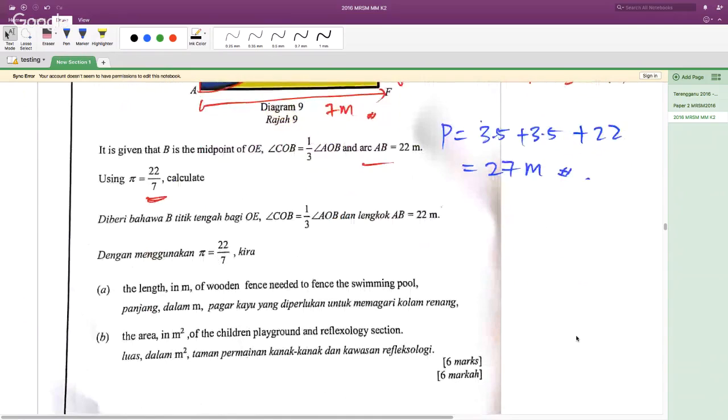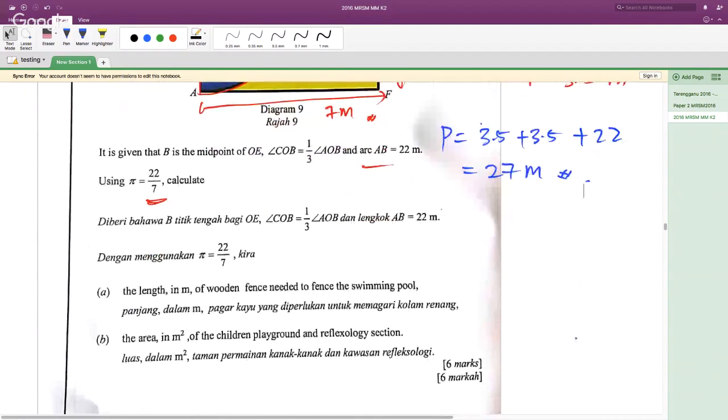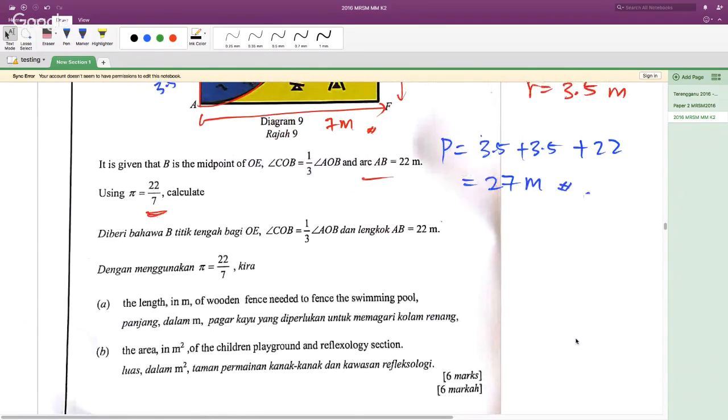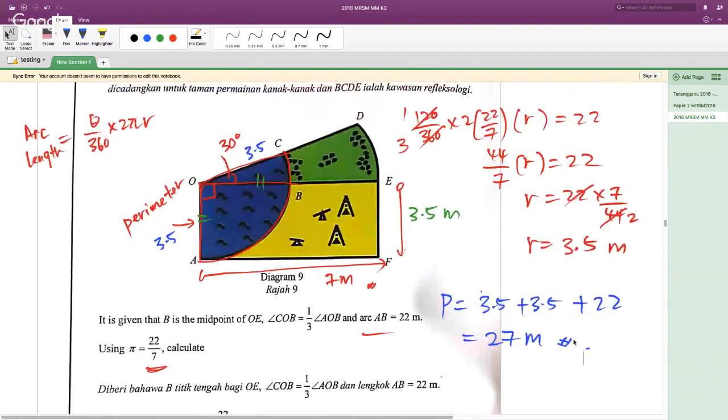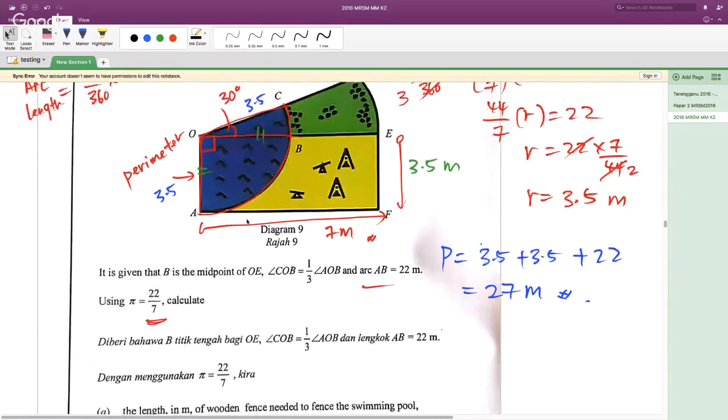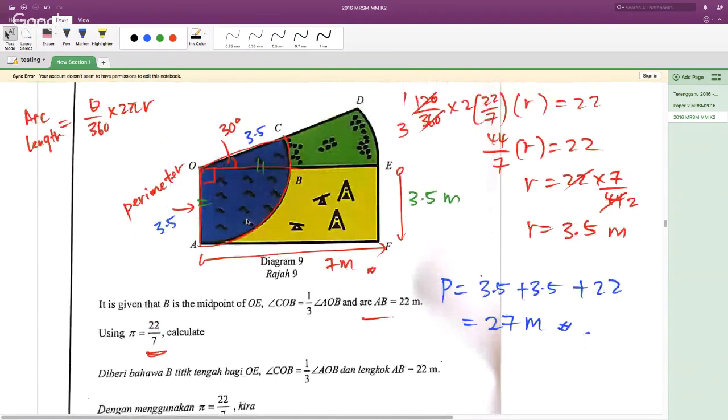And the area of the children playground and the reflexology section. That means they want the area for the green color part and the yellow color part. So I will find the total area, the sector plus the rectangle, and minus the area of the swimming pool. This is the basic idea. Just in case you are not sure how to find the area of a sector, the formula is the angle over 360 multiply pi r square.